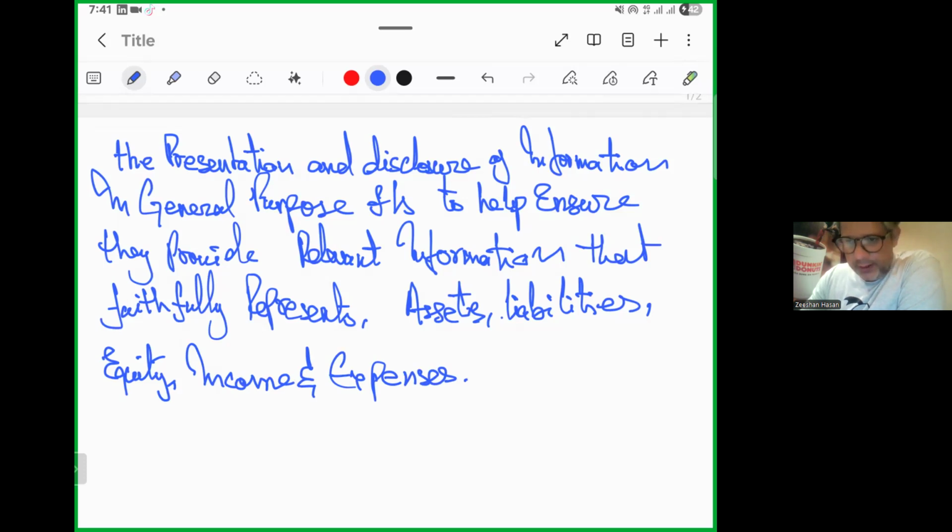Let's move ahead. The objective of financial statements is to provide financial information about a reporting entity's assets, liabilities, equity, income, and expenses that is useful to users of financial statements in assessing the prospects of future net cash flows to the entity and assessing management's stewardship of the entity's economic resources.